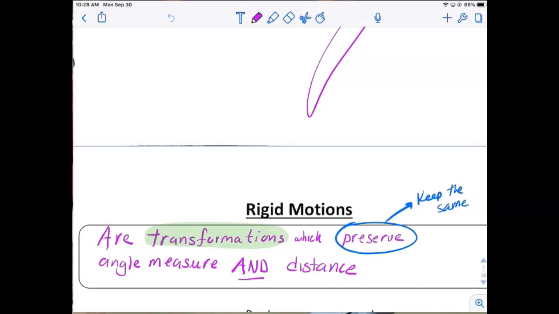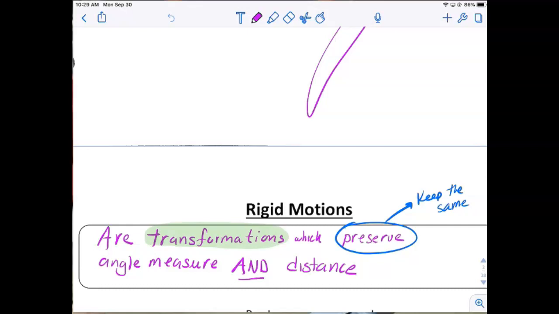Okay, so if anyone missed the beginning of the notes, I'm just going to start right from the beginning. On the first page, rigid motions are transformations which preserve angle measure and distance. You remember transformations from middle school as reflections, dilations, rotations, and translations. But only those that preserve, which means keep the same, angle measure and distance are considered rigid motions.